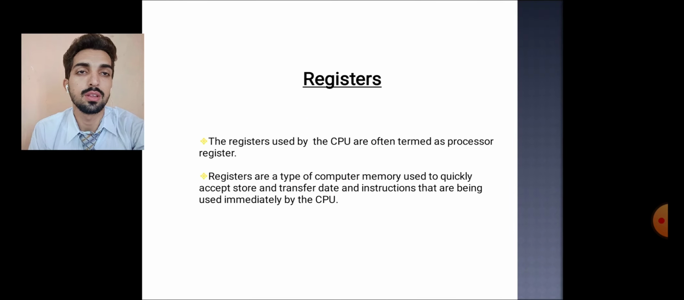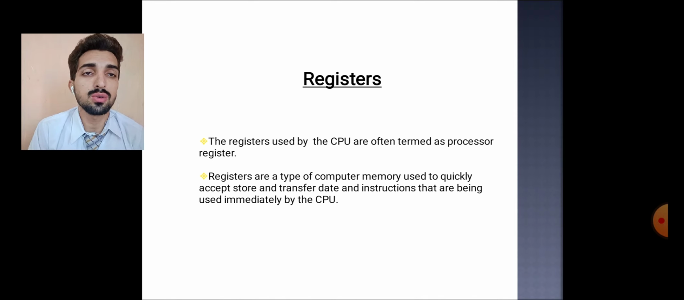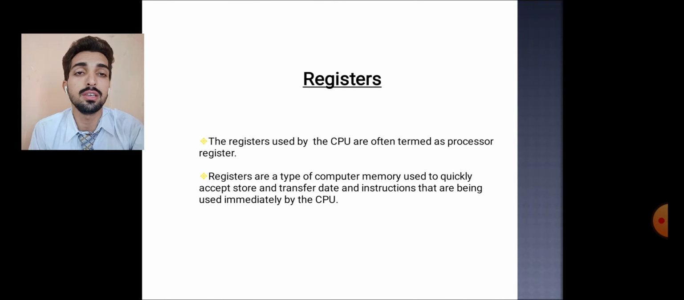Registers. The registers used by a CPU are often termed processor registers. Registers are a type of computer memory used to quickly accept and transfer data and instructions that are being used immediately by the CPU.